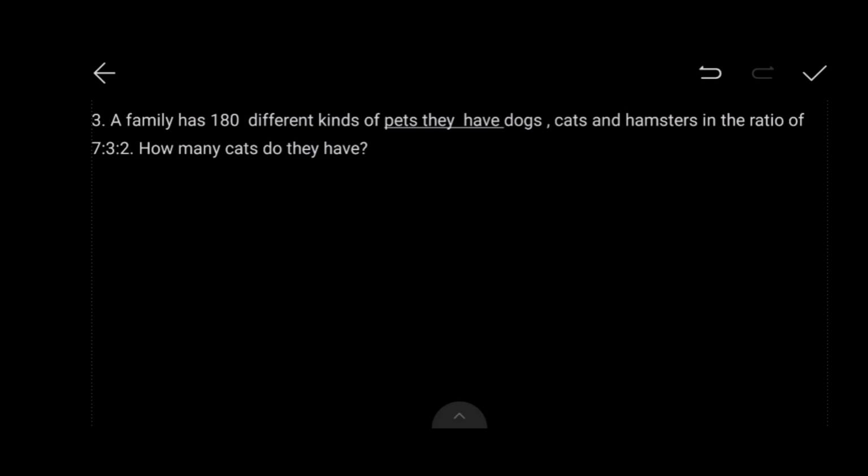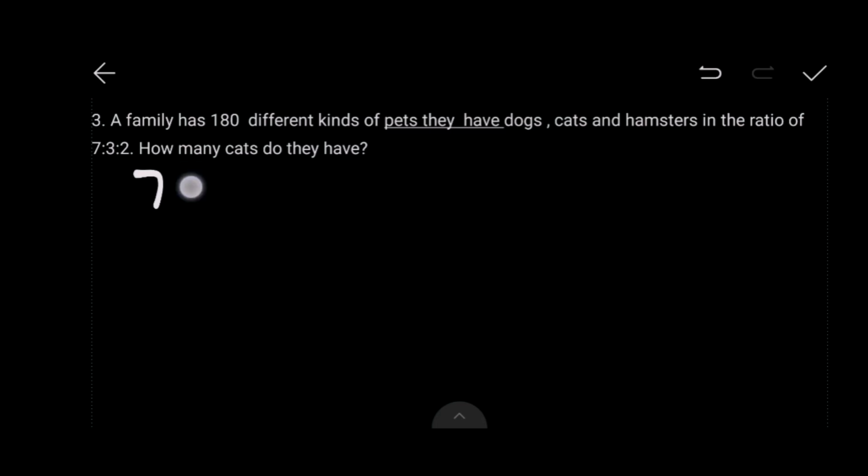So, be mindful sa mga order ng given. First, nauna si dog, second si cat, and third ang hamsters. Since ang hinahanap ay how many cats, pangalawa si cats sa ratio na given. So, same process.